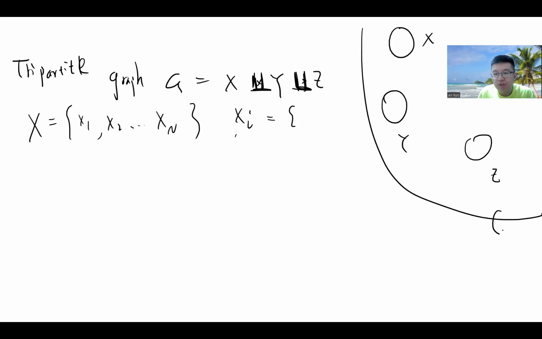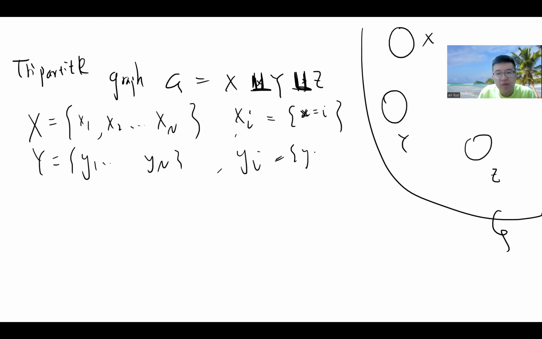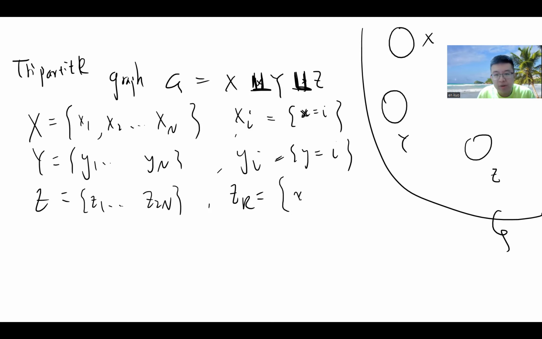Okay, so these are our graph G. So x_i basically means the line x equals i. So it's a line x equals i. And obviously Y is y_1 up to y_n, where y_i is the line y equals i. And then we define Z to be z_1 up to z_2n, where z_k means a line which is x plus y equals k.